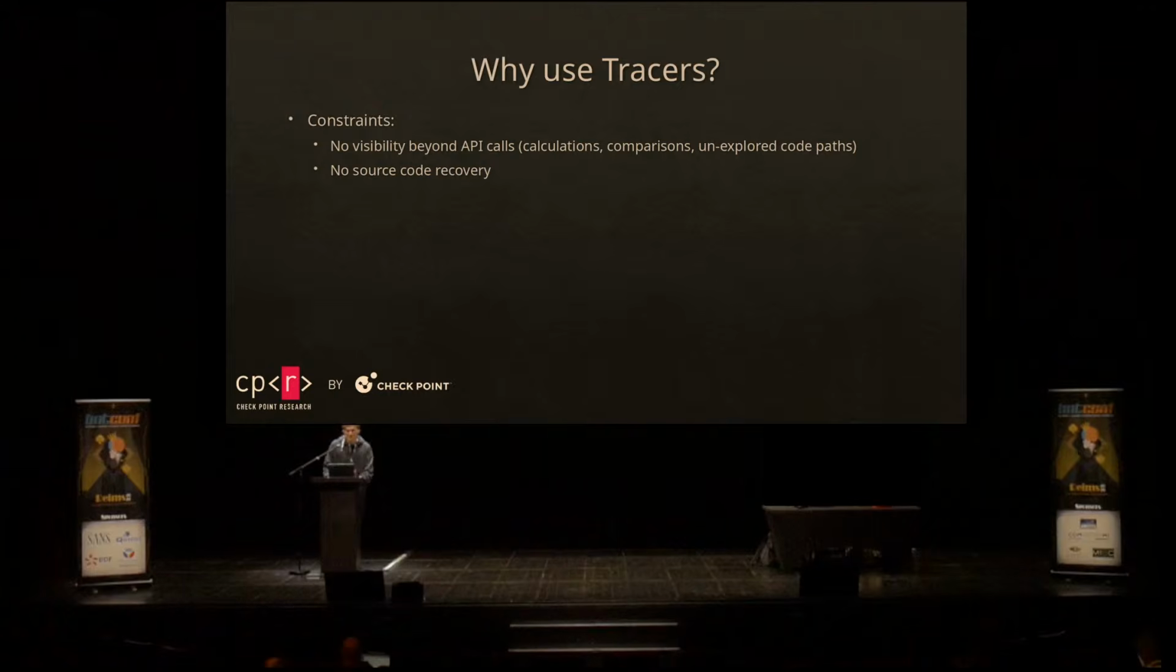Of course, there are also some constraints to using tracers, which would be that you don't have visibility beyond the API calls. So yes, you see what is executed, but you don't see the unexplored code paths, you don't see the logic, like the comparisons, calculations, if and else branches, and so on. You just see what the binary executed, and this is enough a lot of the time to figure out what it is doing, but of course it's not a fully detailed analysis. So tracing alone won't help you with something like source code recovery. If you're interested in analyzing a malware and really getting detailed into it, tracing alone won't cut it.